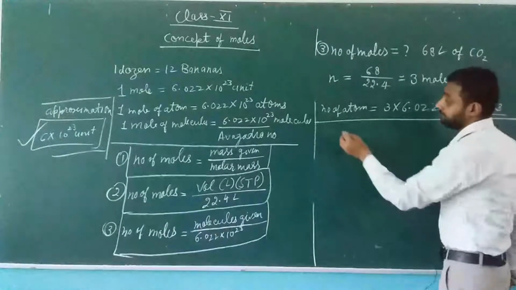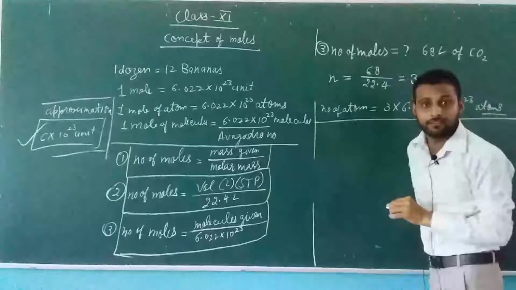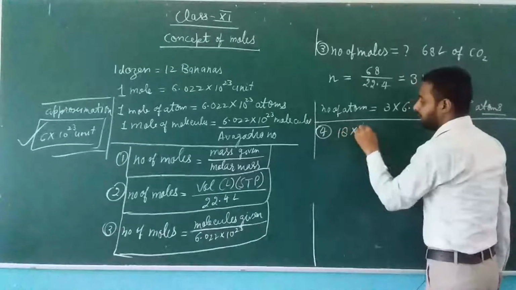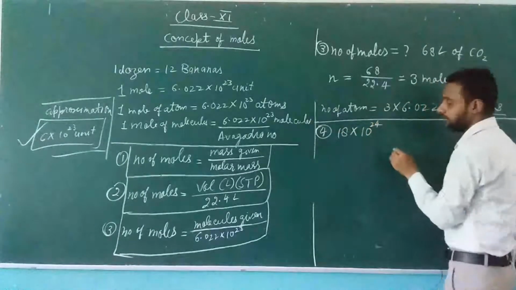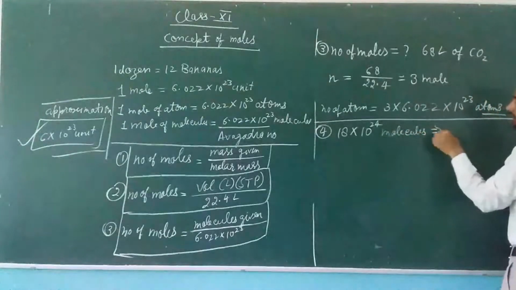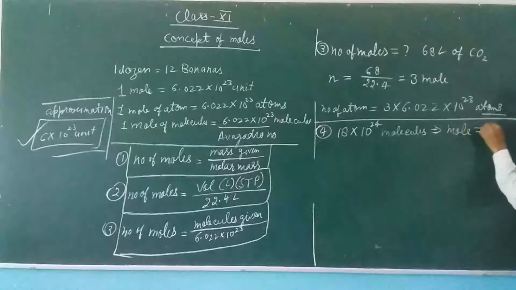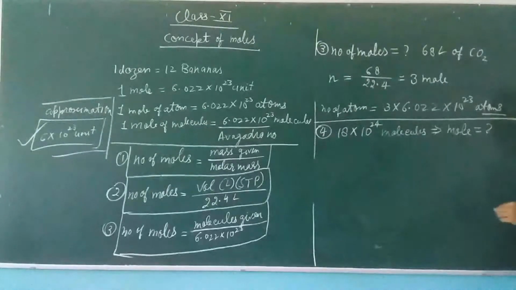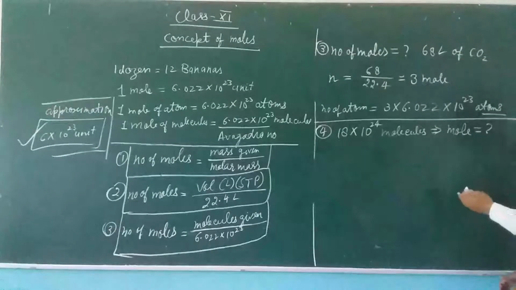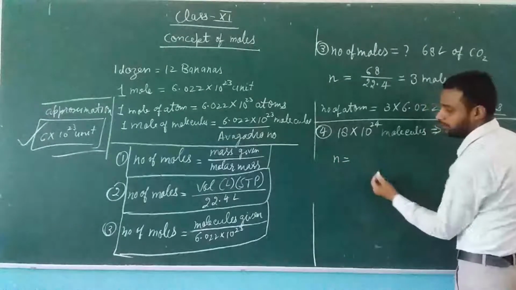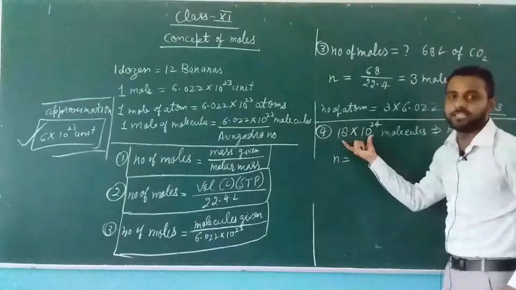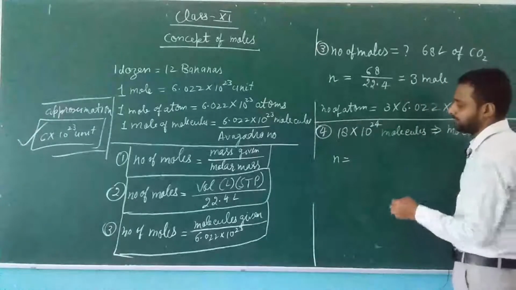Now, if molecules are given, next question is, if you have 18 into 10 to the power 24 molecules, then find out the moles. So now we can use formula number 3 to solve this numerical. Number of moles is equal to molecules given upon 6.022 into 10 to the power 23, and molecules given are 18 into 10 to the power 24.